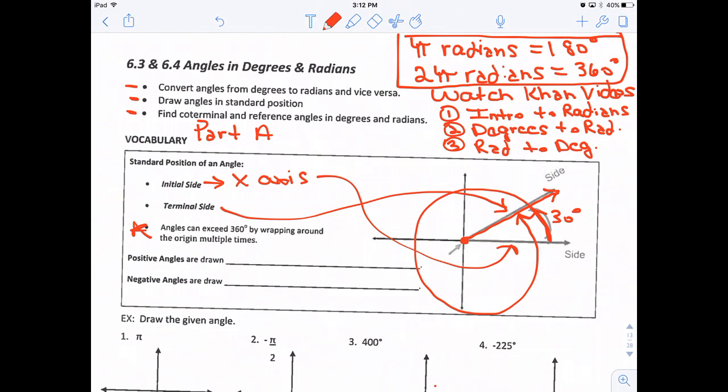Positive angles are drawn counterclockwise, and this is really interesting, but I can't write at the same time. Hold on a minute, I'll tell you what's really interesting here in a minute.